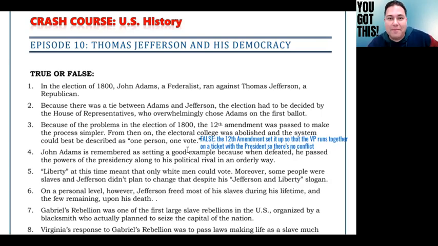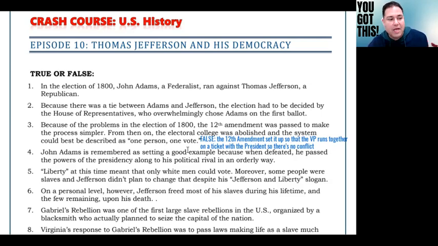So the 12th Amendment changed it so that now we run as a ticket, right? We run as Donald Trump and Mike Pence, or Joe Biden and Kamala Harris. So that's the reason why the 12th Amendment was created, and it totally makes sense. As Americans today, we're like, okay, that absolutely makes sense.